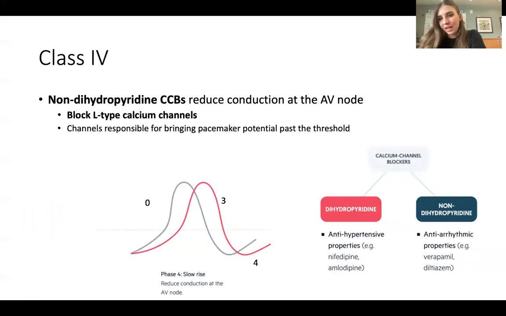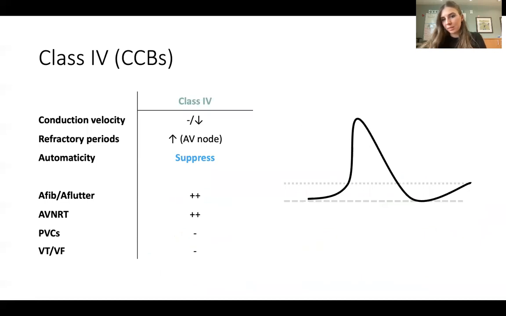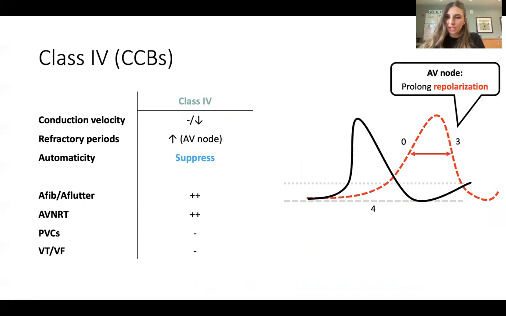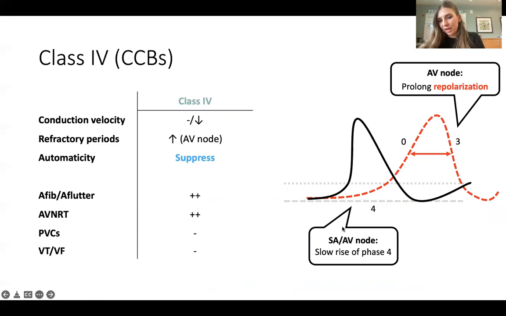And then the last group is our class 4s, and these are non-DHP calcium channel blockers. Really what they're doing is just trying to slow down that AV nodal conduction. Specifically, this is for our non-DHPs like verapamil and diltiazem, because they're specific for our cardiac cells, versus our DHPs like amlodipine and nifedipine, which are specific for our peripheral vasculature and help decrease blood pressure for hypertension. So again, similar mechanisms to beta blockers, conduction velocity may or may not be decreased. That AV nodal prolongation is really the main effect, and then suppressing that automaticity at phase 4. Again, working for your atrial types of arrhythmias.